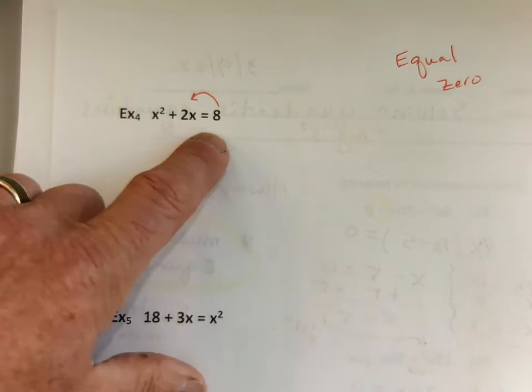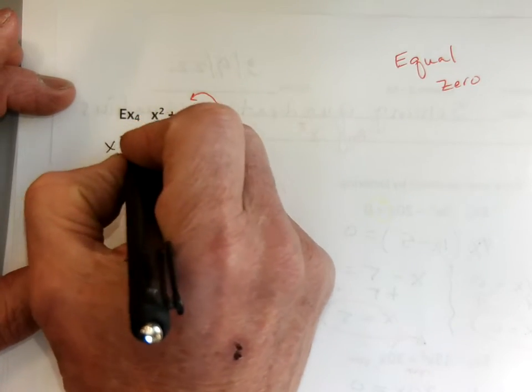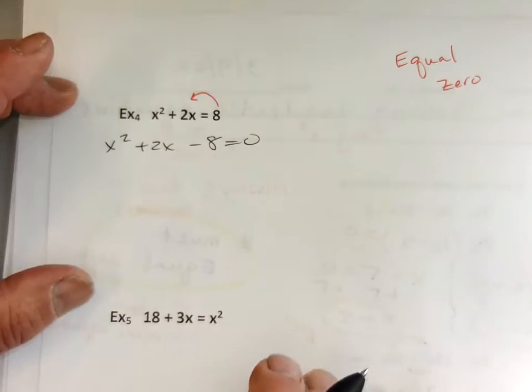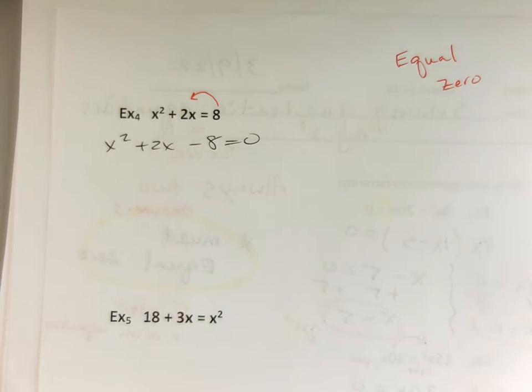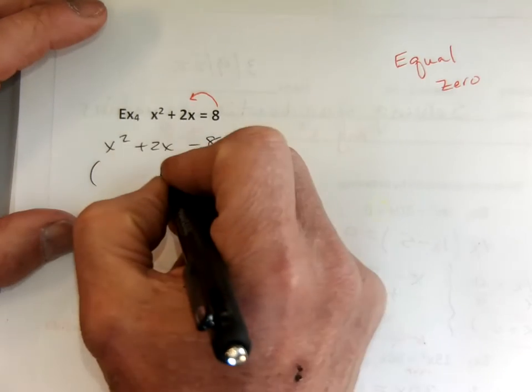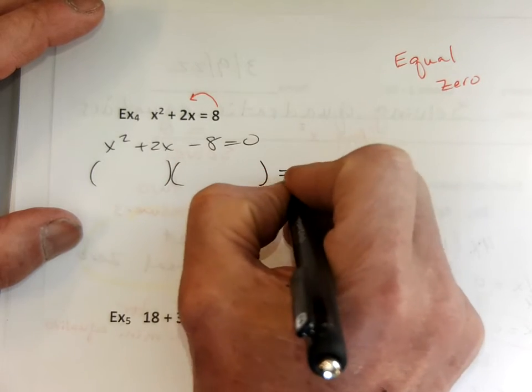So I'll rewrite this. If I subtract 8, I'll have x squared plus 2x minus 8 equals 0. And then it's a trinomial, so I'm going to factor. It is definitely a trinomial. So I'll factor it like we did yesterday. Okay.